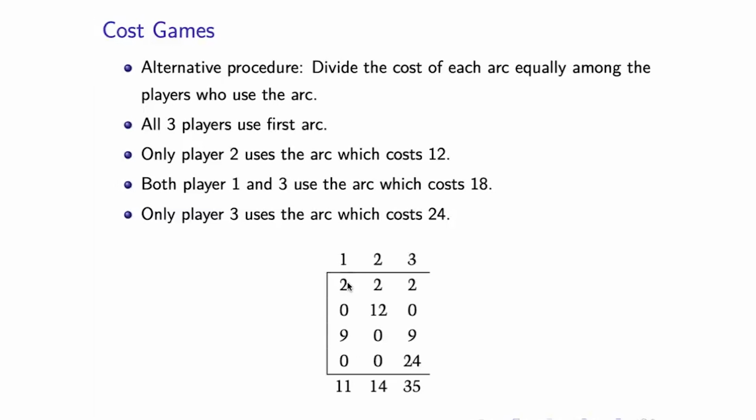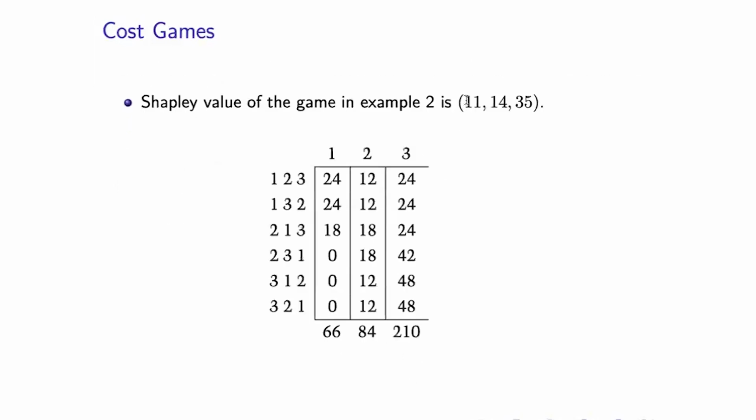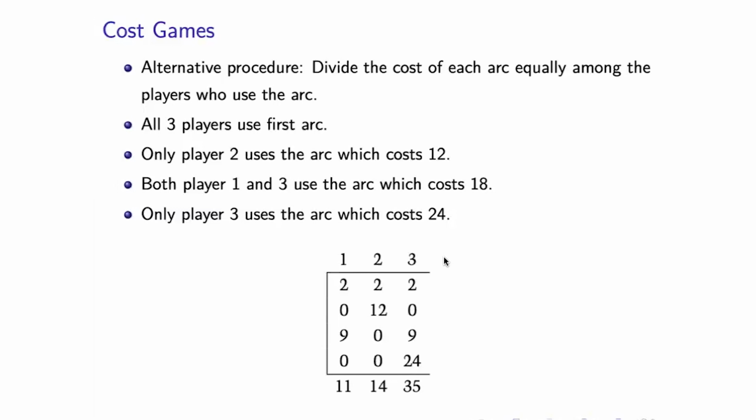Now, if we add up the numbers across the different arcs, the cost to 1 should be 9 plus 2 equals 11. The cost to 2 should be 12 plus 2 equals 14. And the cost to 3 should be 24 plus 9 plus 2, or 35. And you will notice that this is the same number that we found here, right? So this is a second way in which we could have calculated the costs to the different players in this cost scheme, and it gives the same answer as the one that we calculated using our approach to the Shapley value that we have seen before. Okay, what's the benefit of having this alternative procedure?